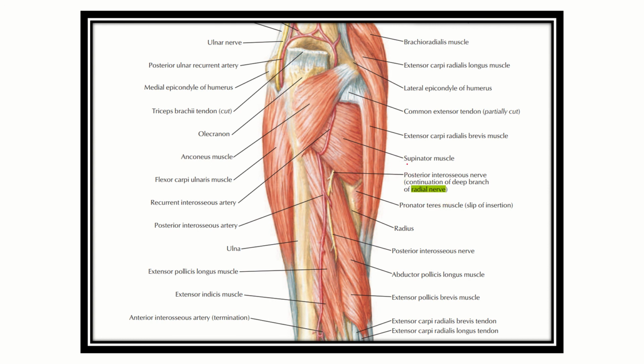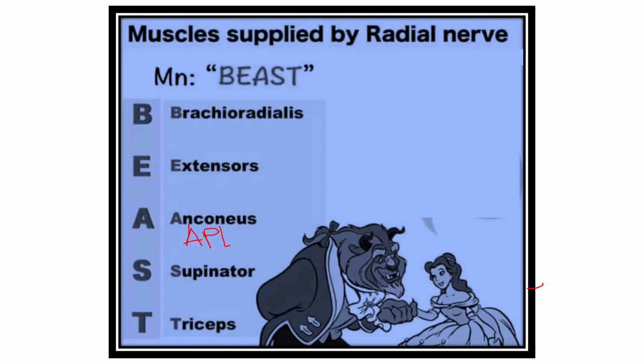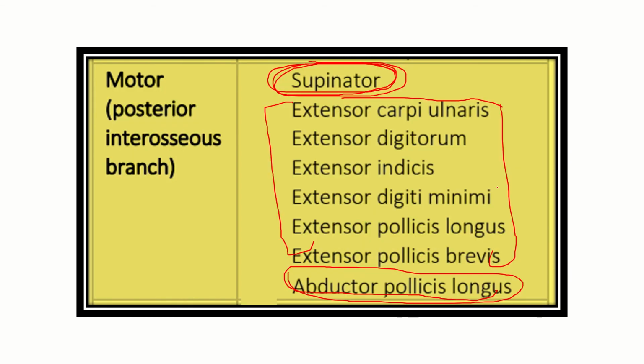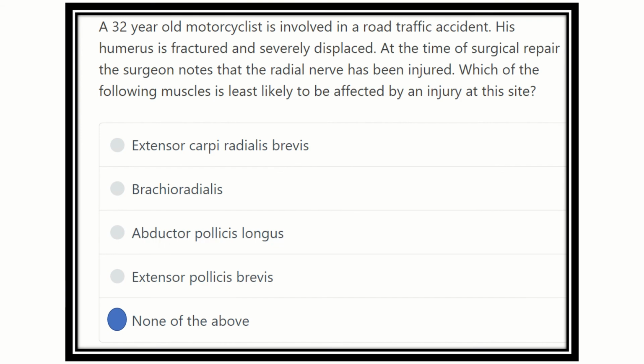Here we can see this is the supinator muscle, and here this is the anconeus. So all extensors with the anconeus and supinator are supplied by the radial nerve. And we can see the brachioradialis, and this is the abductor pollicis longus. So this point has to be remembered when answering the question. So finally, here we can see that the answer is none of the above.